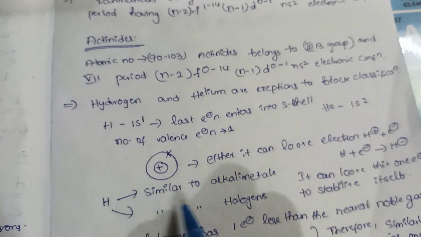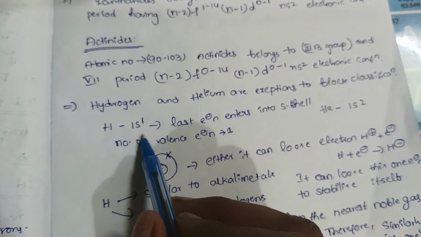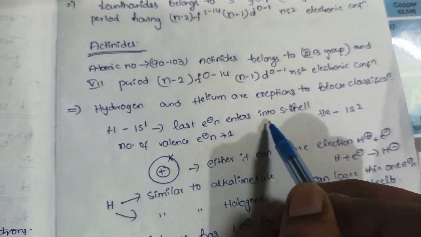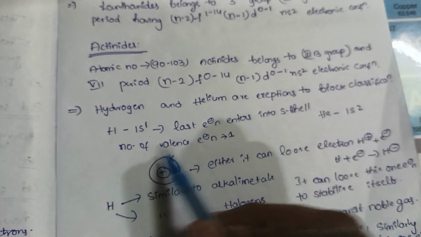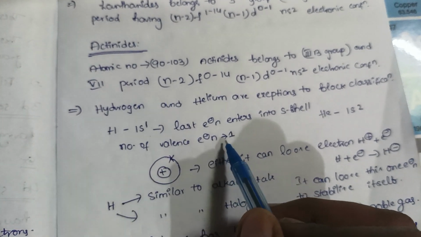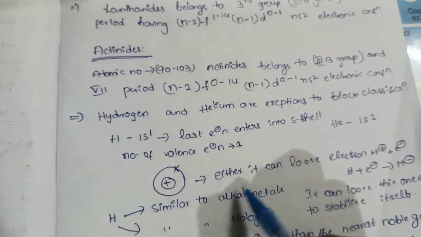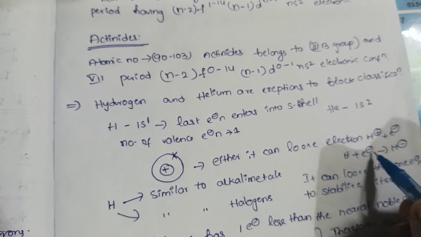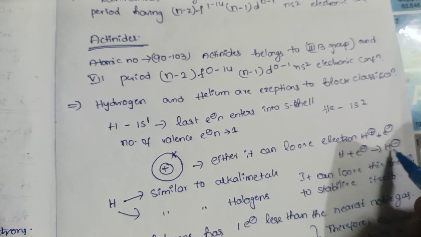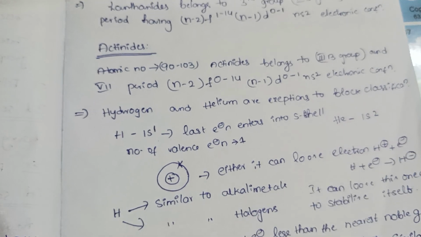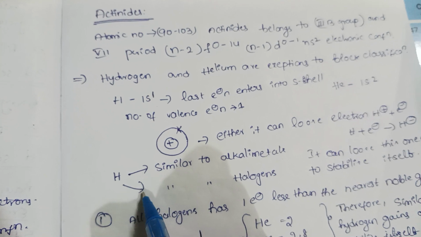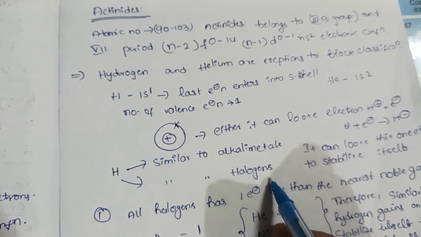Hydrogen also: the electronic configuration is 1s1. The last electron enters the s shell. The number of valence electrons is 1. Either it can lose one electron, or if it gains one electron, it becomes H minus. Hydrogen is similar to alkali metals and also similar to halogens.